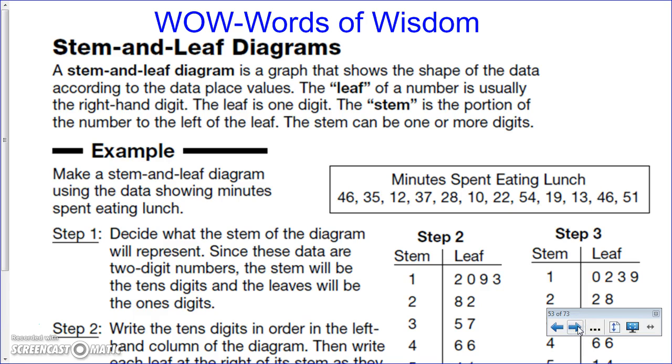Stem and leaf diagrams. A stem and leaf diagram is a graph that shows the shape of a data according to the data place values. The leaf of a number is usually the right-hand digit. The leaf is one digit. The stem is the portion of the number to the left of the leaf. The stem could be one or more digits. So in our example here, they want to make a stem and leaf plot diagram using the data showing minutes spent eating lunch.